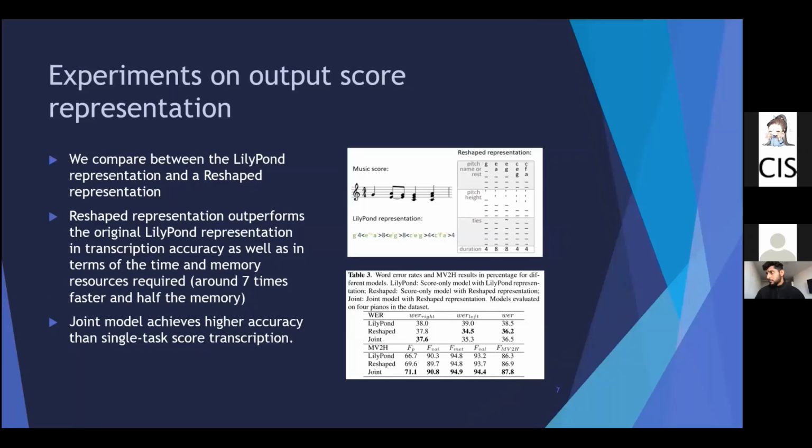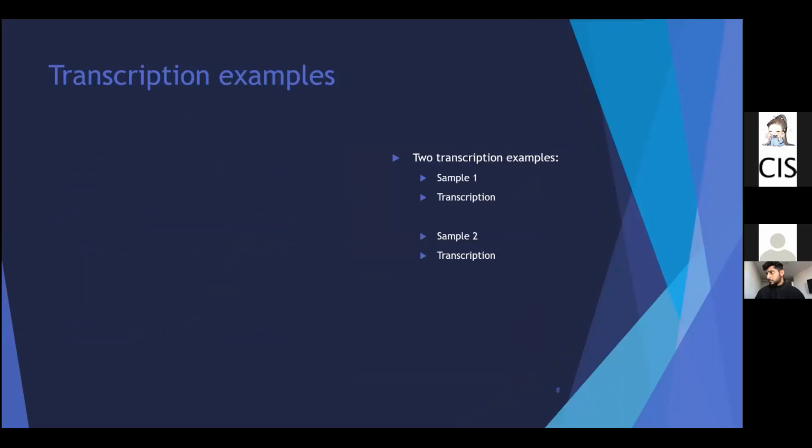Experiment 2 was on output representation. We made a comparison between the original Lele representation and a reshaped representation. For results, we evaluated using word error rates and a specific evaluation metric for score transcription called MV2H. Results show that the reshaped representation outperforms the original Lele representation in both accuracy and in terms of time and memory resources required. Also, the same as with input representation, the joint model achieves higher accuracy than the single task model.